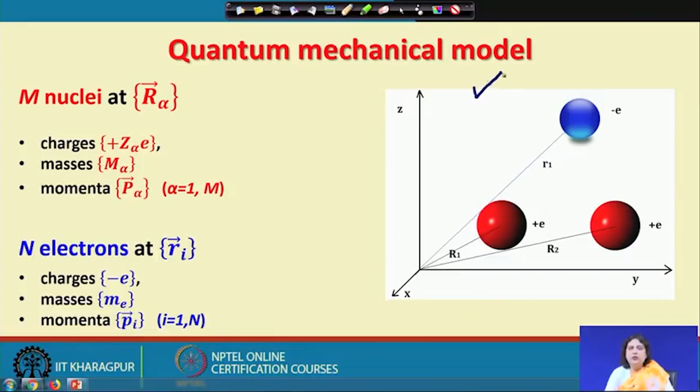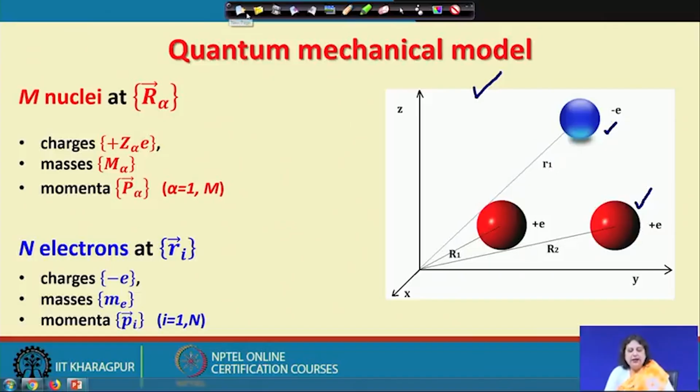So, can you identify what kind of molecule this is? Obviously, this is H2 plus, where I have one hydrogen nucleus at the position capital R1, another hydrogen nucleus at the position R2, and there is a single electron which is located somewhere here with a position vector small r1.